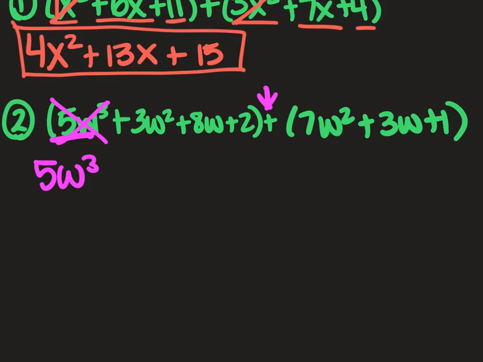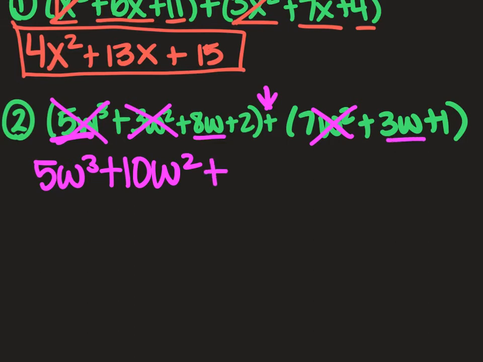Now I'm going to look for w squared. Here I have 3w squared plus a 7w squared. That's going to give me a 10w squared. Then just regular w's. I have an 8 and a 3, which gives me 11. And then I have my constants, 2 plus 1, giving me 3. Notice as I did that, everything ended up in standard form as well.